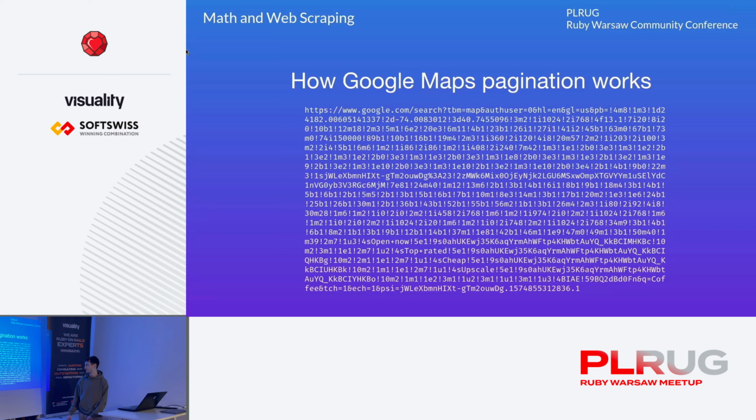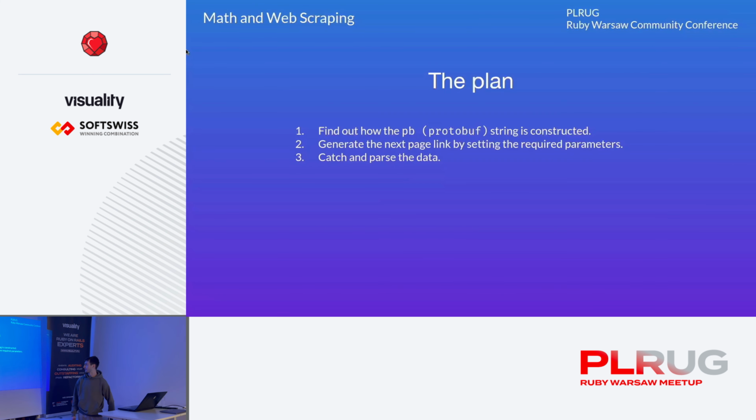So the challenge is to reverse engineer that stuff without using a headless browser. And so the plan is to understand how that PB string query parameter is constructed. Then we want to generate that string. And the next step is to actually fetch the data and extract data from that. And that's another challenge. I won't talk about extracting data because it's a whole lot of other things to consider, because Google returns a deeply nested array of hashes and arrays, and that's complicated.